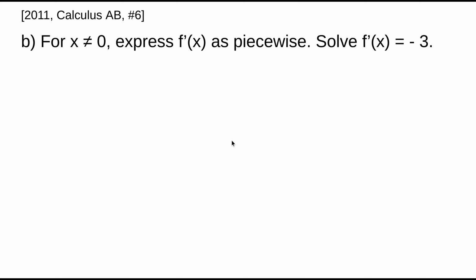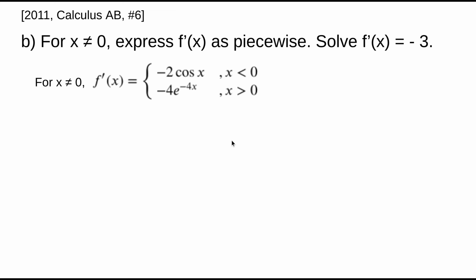In part B of this question, we are asked to express the derivative of f as a piecewise function for all x not equal to 0, and then to solve the equation f prime of x equals negative 3. So to find f prime of x as a piecewise function, we're just going to differentiate the two parts of f. All right, so for x not equal to 0, the derivative of f is going to be negative 2 times the cosine of x for x less than 0, and negative 4 times e to the negative 4x for x greater than 0.